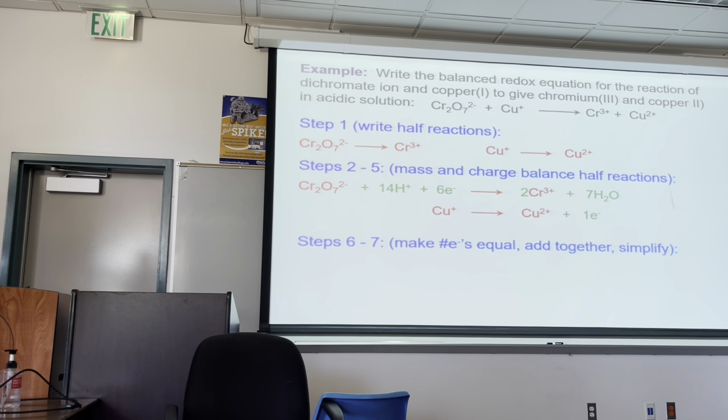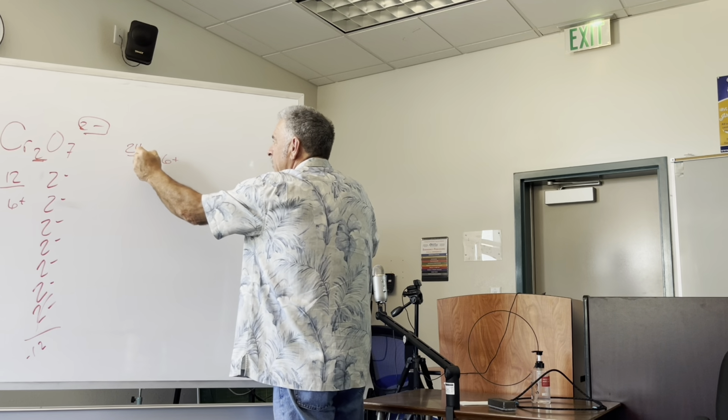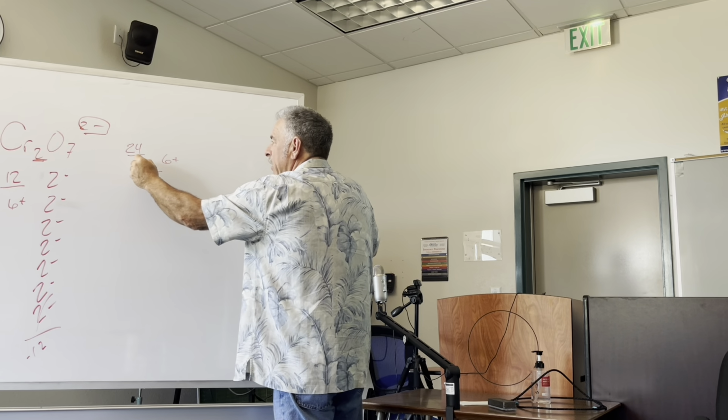24. How did he know that? Back in my day, we had to memorize this stupid thing, and I barely remember any of them. 24, right, which means we have 24 protons, but we're plus 6, so we only have 18 electrons.